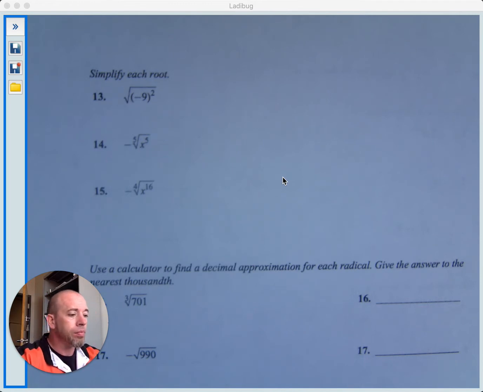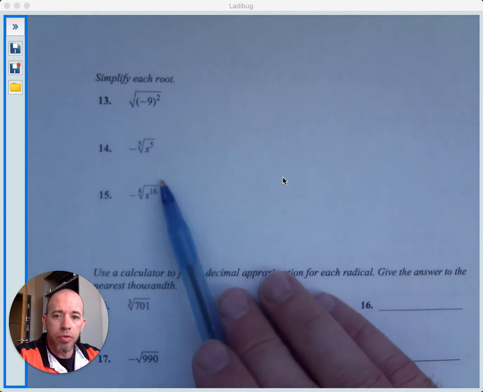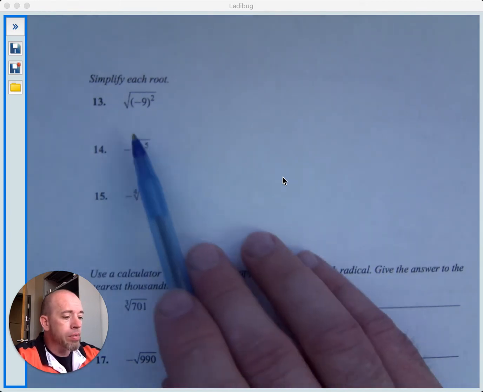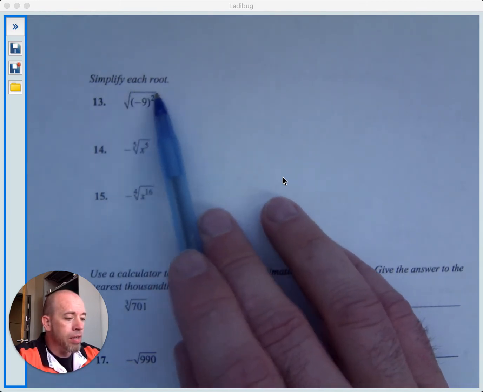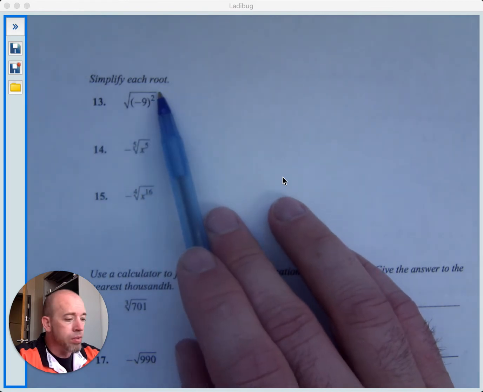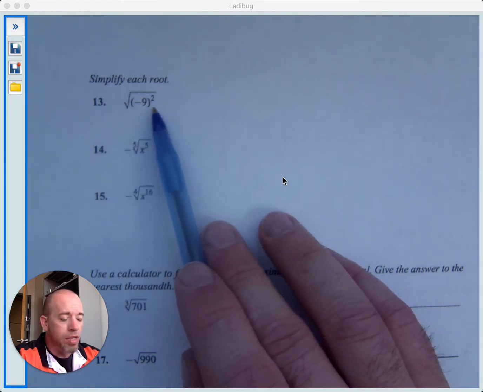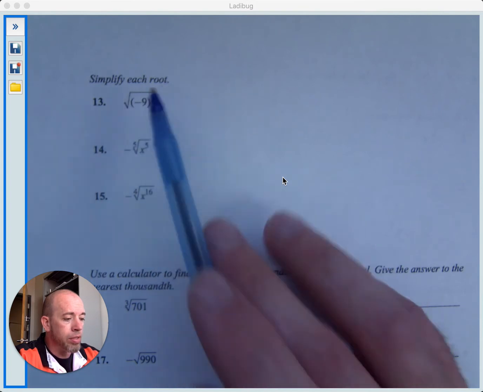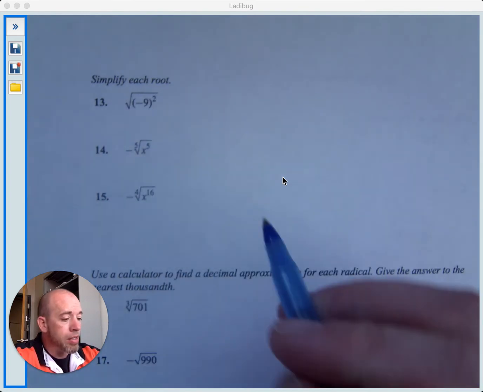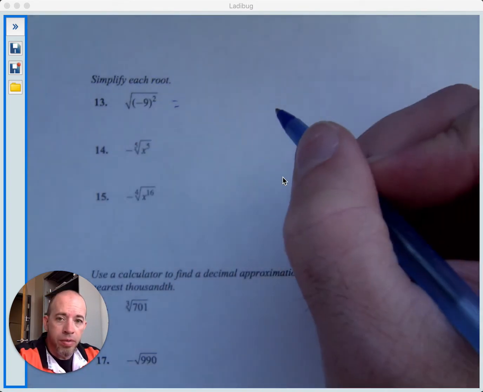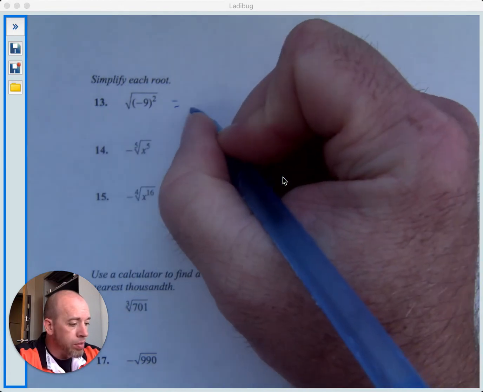So we're asked to simplify each of these roots. Now, anytime there are operations underneath the radical, it's like a grouping symbol, so we need to do those operations first and then take the root. Negative 9 squared, hopefully you know that's 81, right? So we do the square root of 81.